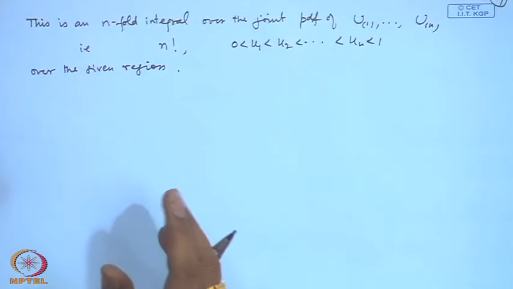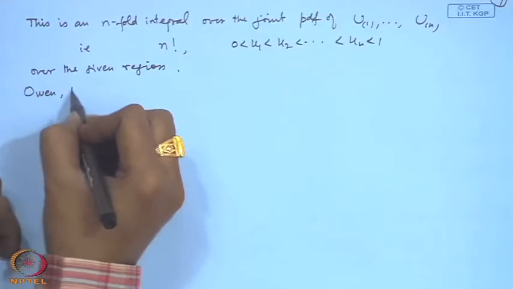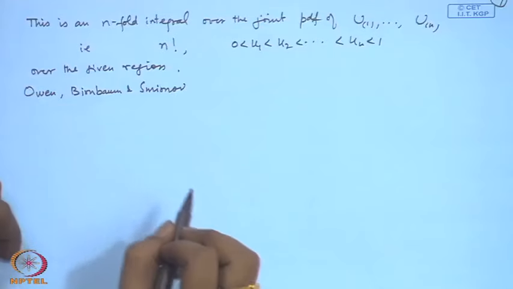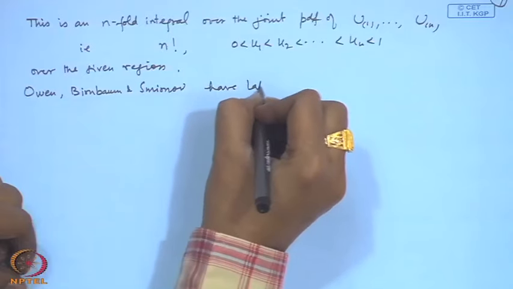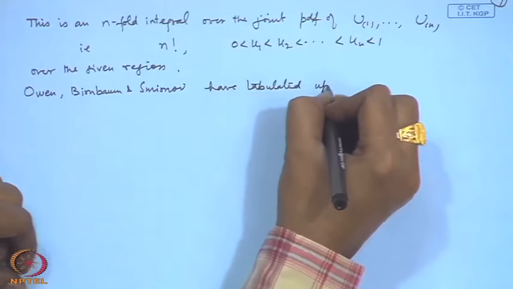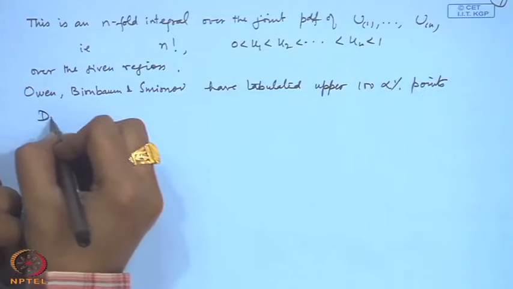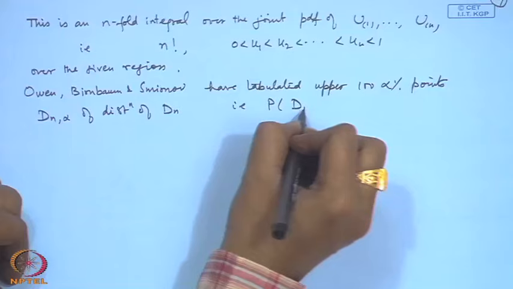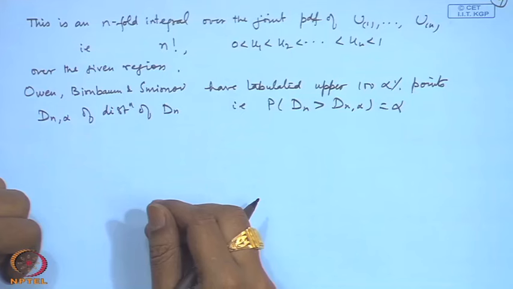Okay, so if I take n equal to 2 or n equal to 3, then these things can be evaluated. Then Owen, Birnbaum and Smirnov, they have tabulated the values of the upper 100 alpha percent points of the distribution of D_n. Let us call it D_n,alpha, of the distribution of D_n, that is the probability of D_n greater than D_n,alpha is equal to alpha, for various values of n and alpha.